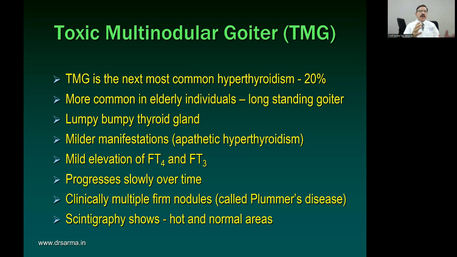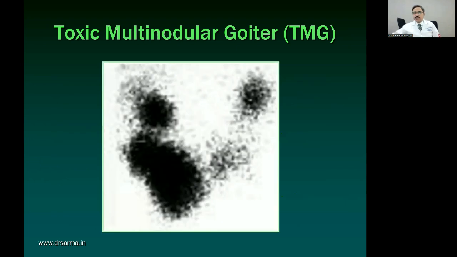Scintigraphy shows normal areas interspersing with the hot areas. The hot nodules will be hot, and the normal thyroid tissue will be seen. You can see that. This area is very normal. This also has mild uptake, and this has hyper uptake, very big uptake. There are 3-4 nodules here. So it is not diffuse, but nodular, with areas of normal uptake.